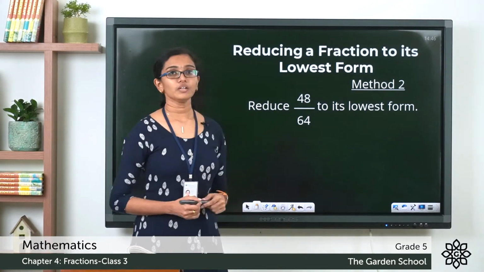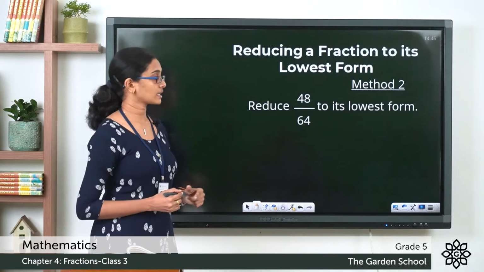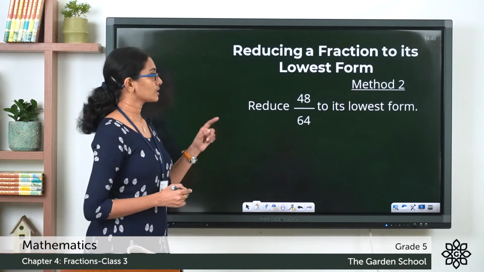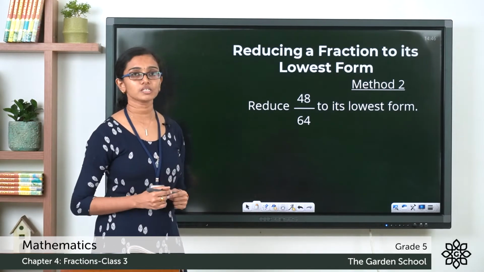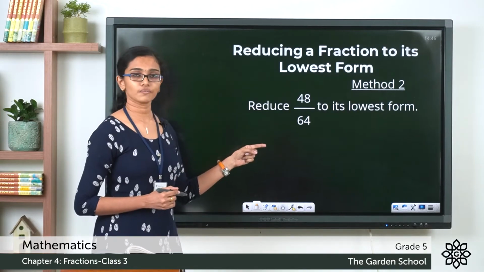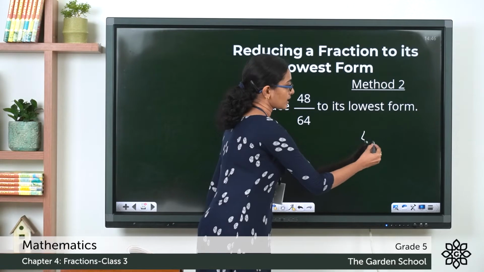Look at this example, 48 by 64. That's the fraction we are given here. You are asked to reduce it to the lowest form. So in this method, we first find out the HCF of 48 and 64. I'm going to use the division method here. So how do we do that?